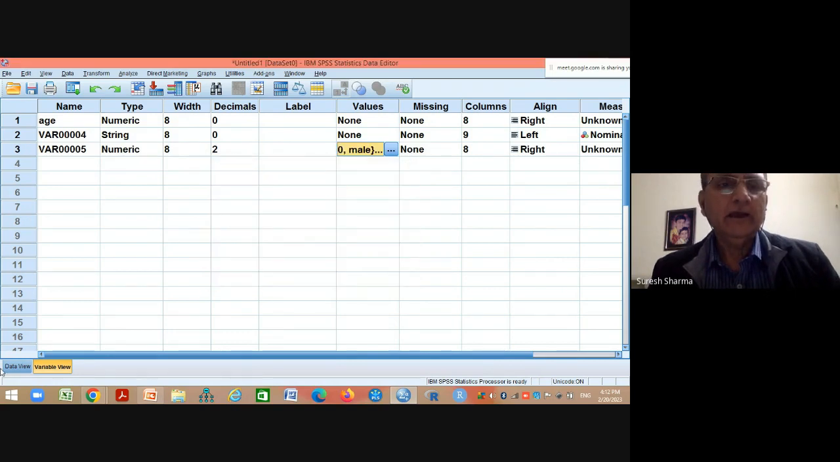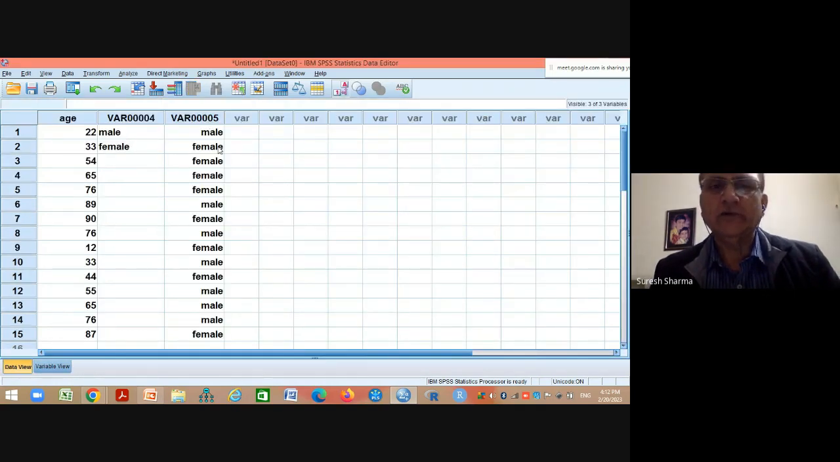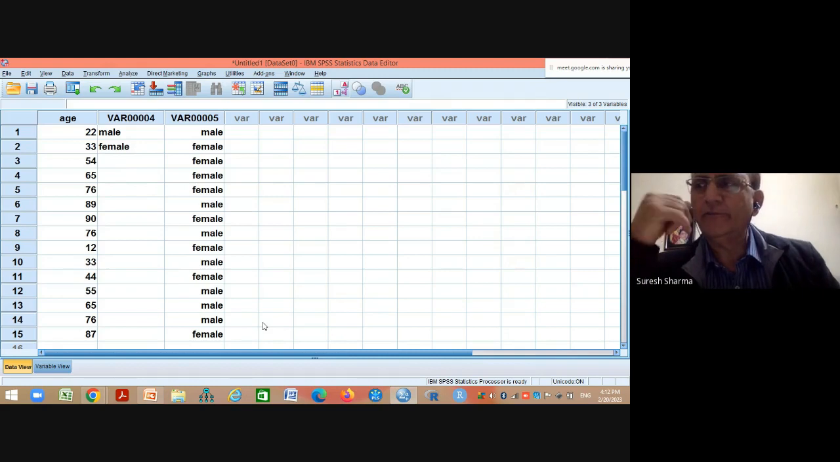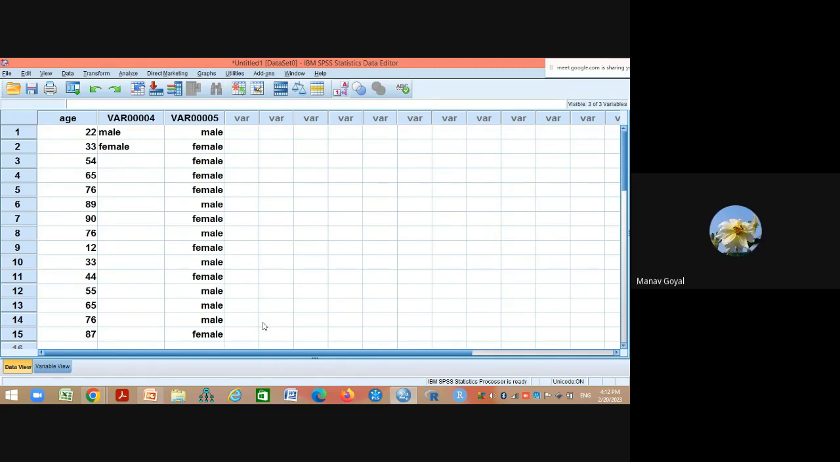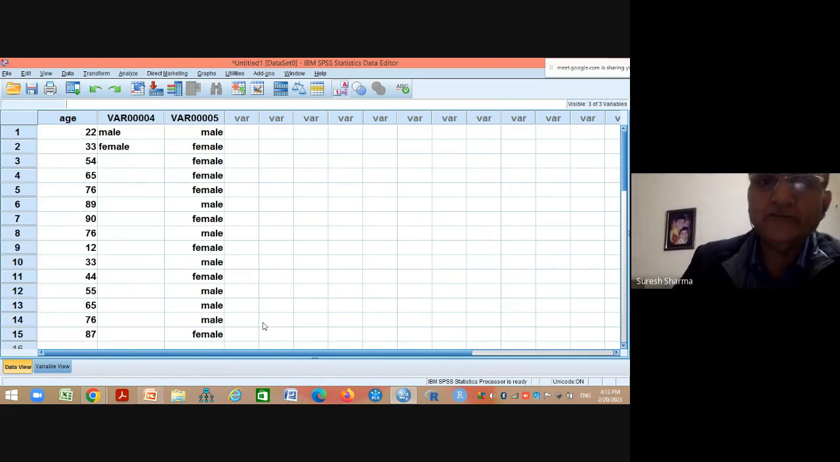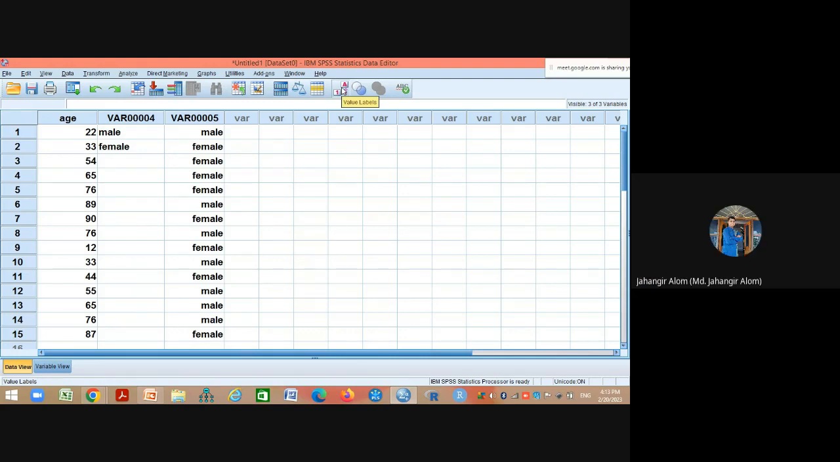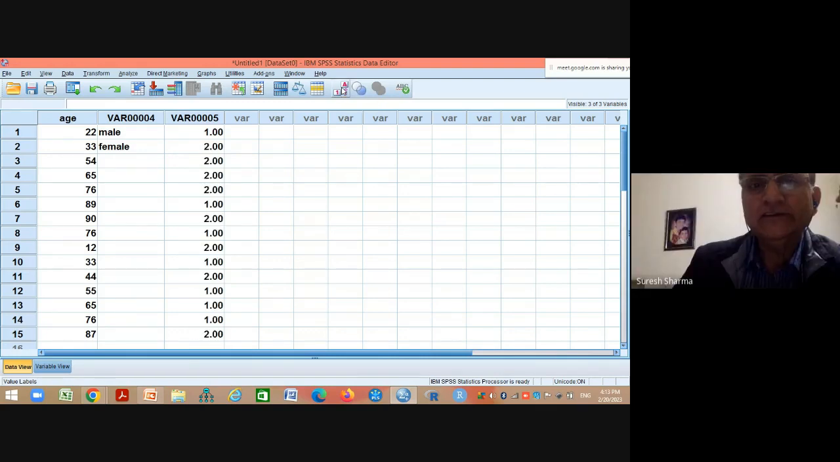Press OK and come back to the data view. You can see one is replaced with male and two is replaced with female. Yes? And if I want to see what is the code of male and female, this switch is called value labels. So I click this, you can see one and two. Click this again, one and two.